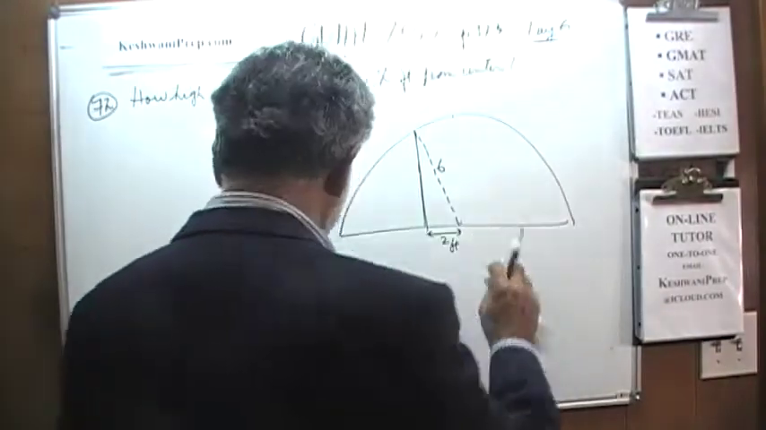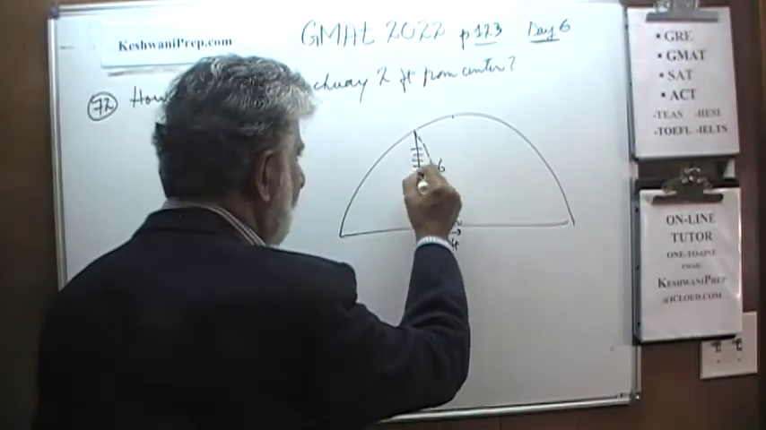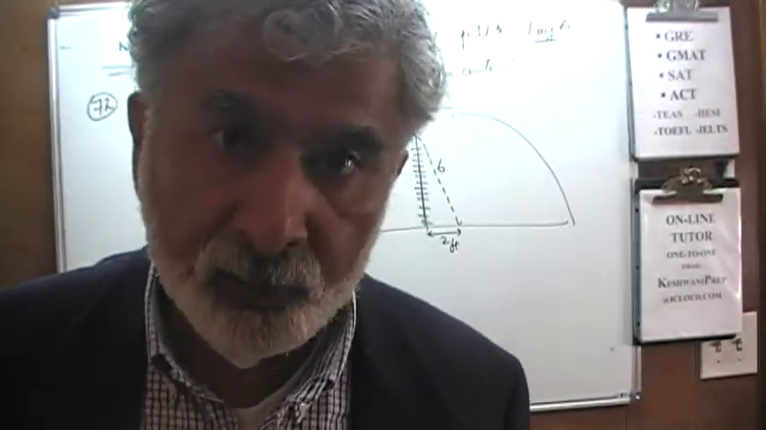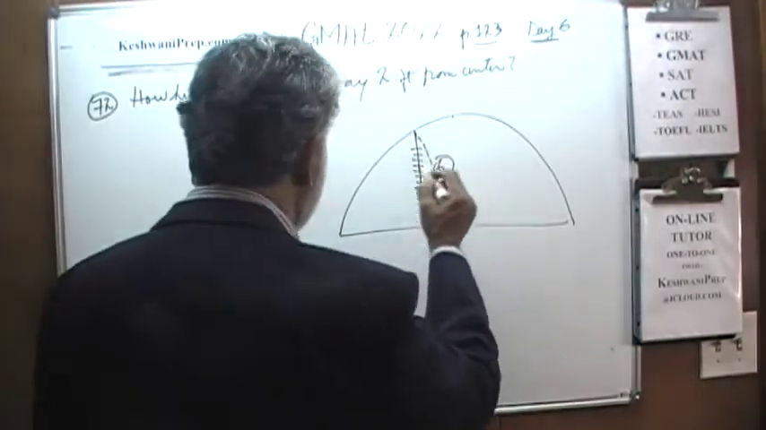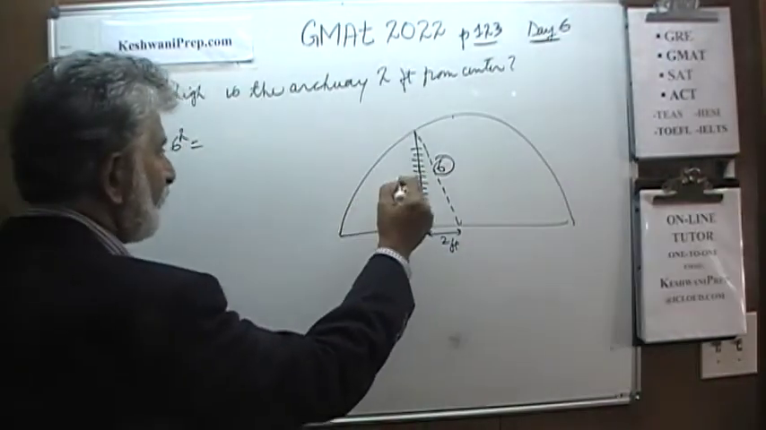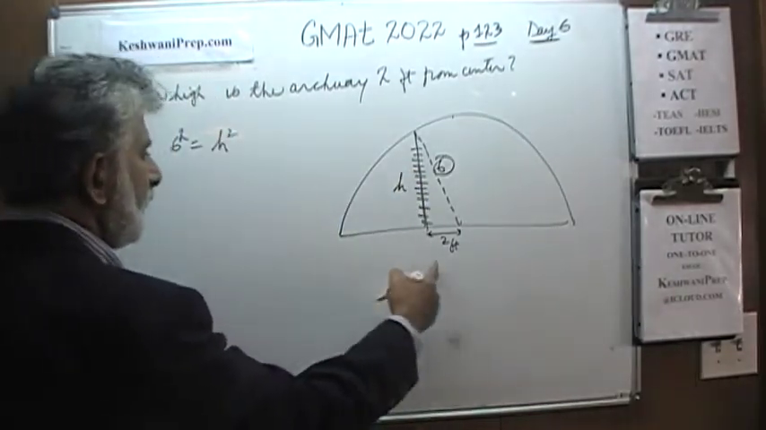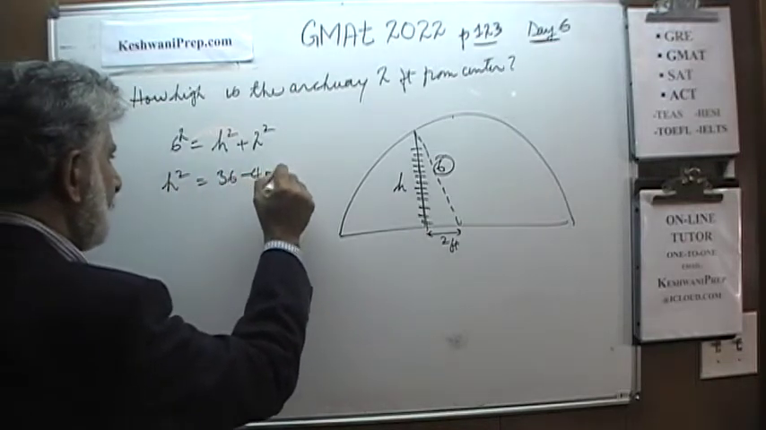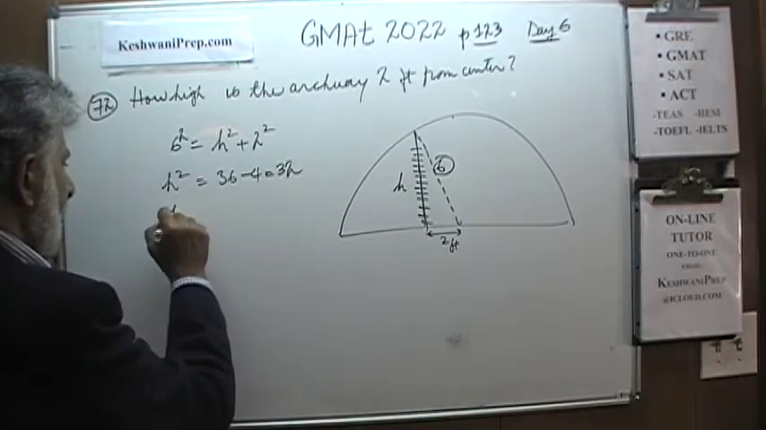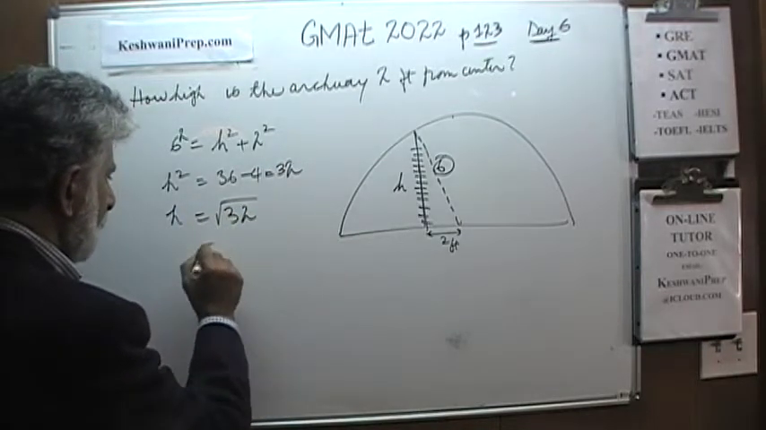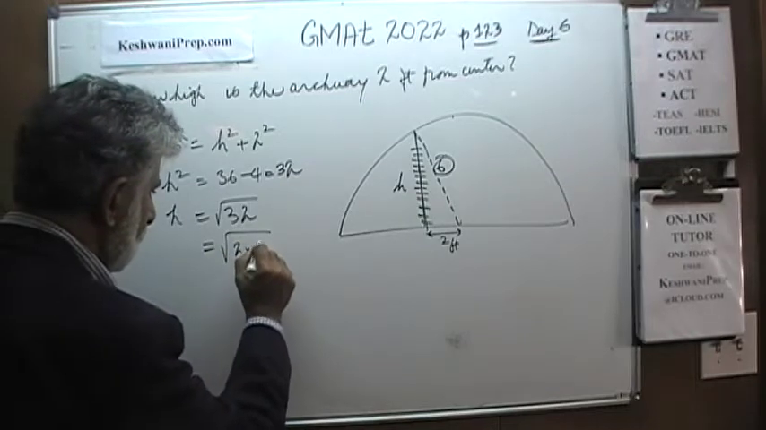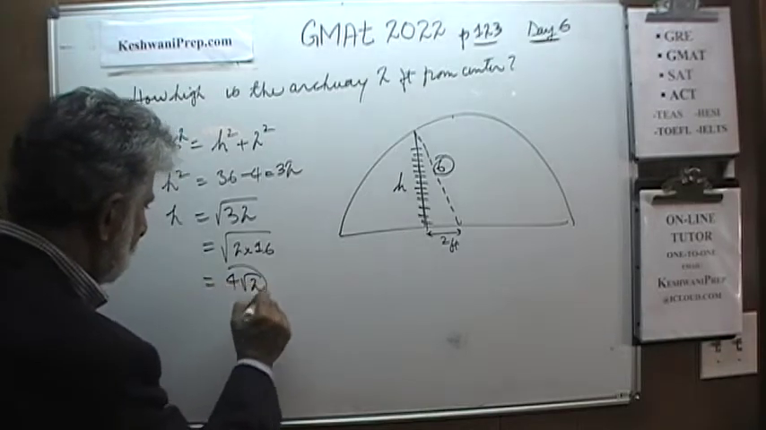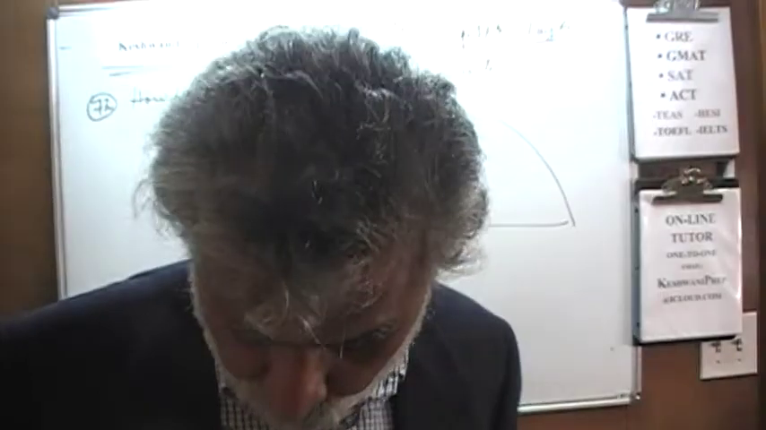We don't need this thing. What we are interested in finding out is this guy right here. As you can see, it's a very simple application of Pythagorean theorem. Pythagorean theorem tells us that the hypotenuse square has to equal this side squared, let's call it h for the height, h squared plus this side, which is 2 squared, therefore h squared would have to equal 36 minus 4, which is 32, which means the h must be equal to square root of 32, which can be written as square root of 16 times 2, square root of 16 is 4, so it's 4 root 2. The answer is 4 root 2.